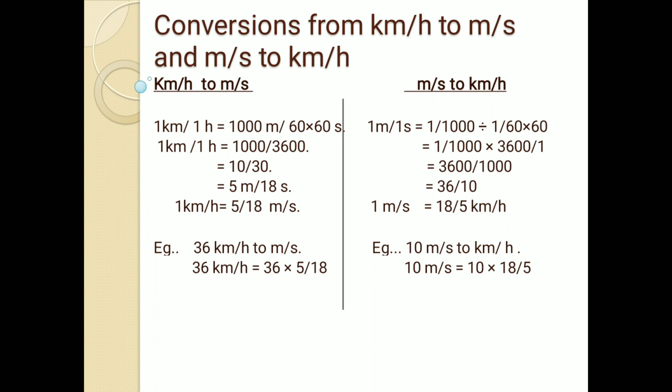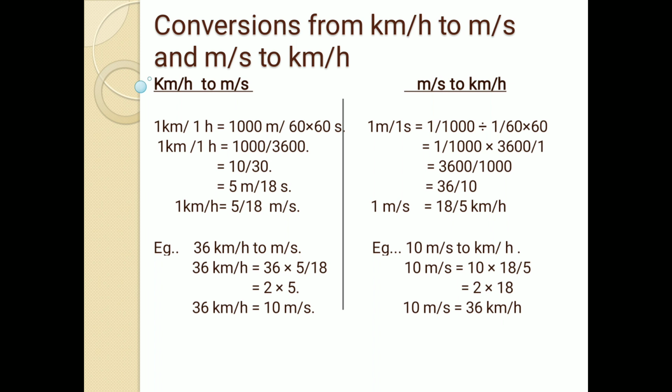So 36 kilometer per hour is equal to 36 into 5 by 18. So you have to multiply it by 5 by 18. If you multiply it by 5 by 18, that is the conversion of kilometer per hour to meter per second. So if you simplify further, 18 ones are 18, 18 twos are 36, so 2 into 5, that is 10 meter per second. So 36 kilometer per hour is equal to 10 meter per second.